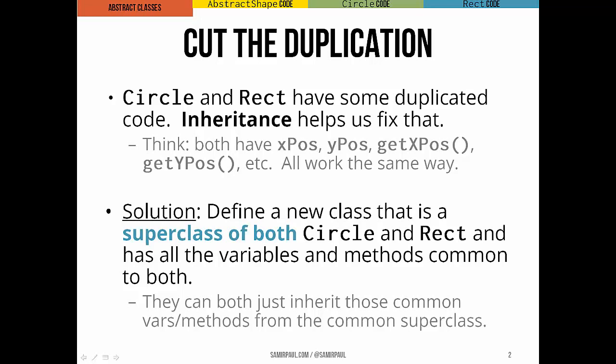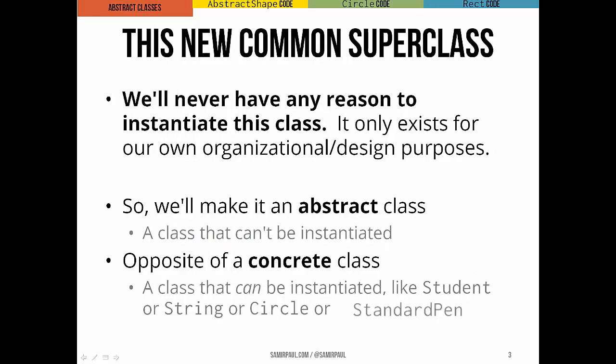So to do this, we're going to define a new class that is a superclass of both circle and rect and contains all the variables and all the methods that are common in both. Both circle and rect are just going to inherit all those common variables and methods from this common superclass. We're never going to have any reason to instantiate this class. So we're going to make it an abstract class.